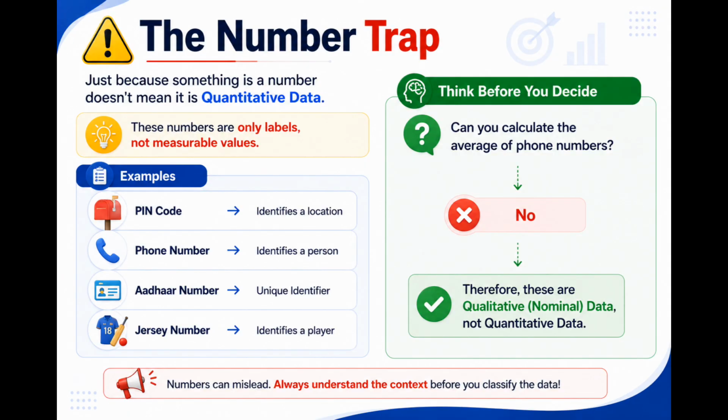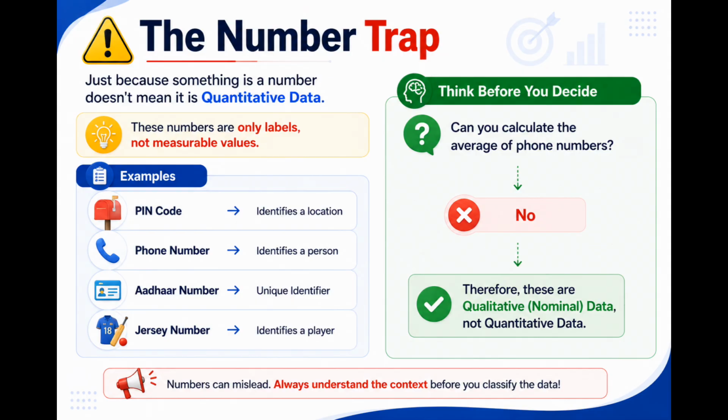Now here's a common mistake that many beginners make. Just because something is a number, it doesn't mean it's quantitative data. This is called the number trap. Numbers like PIN codes, phone numbers, roll numbers, and jersey numbers are only labels or identifiers. They are not measurable values.